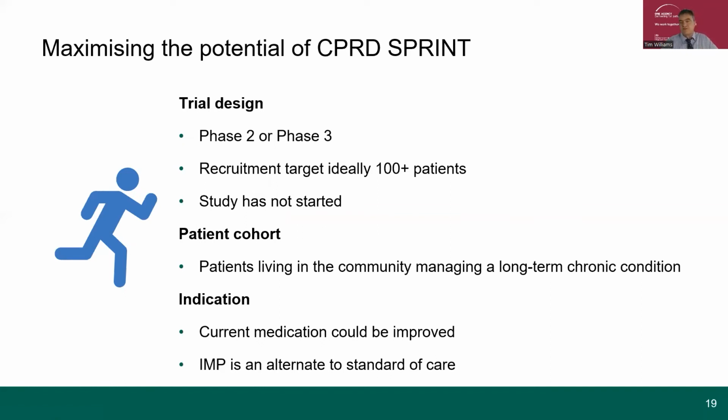Phase 2 or phase 3. Phase 1, first in man, you don't need to target those patients, so that's not really useful in this situation. We ideally want to recruit 100 patients. We've got a large cohort, and there's economies of scale in this approach. So the more that you can recruit, the more cost effective it is.